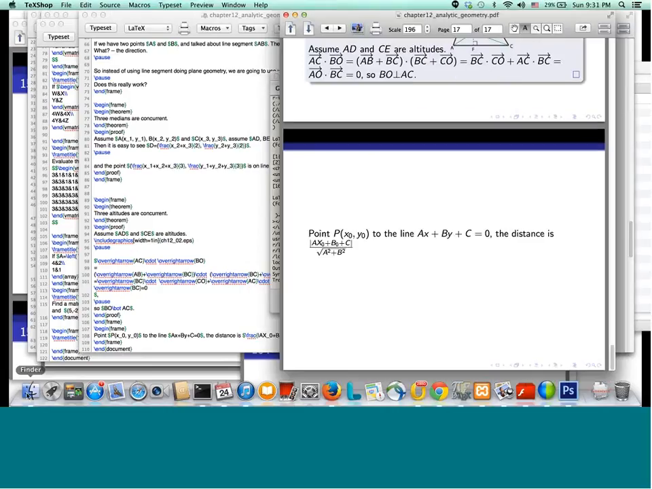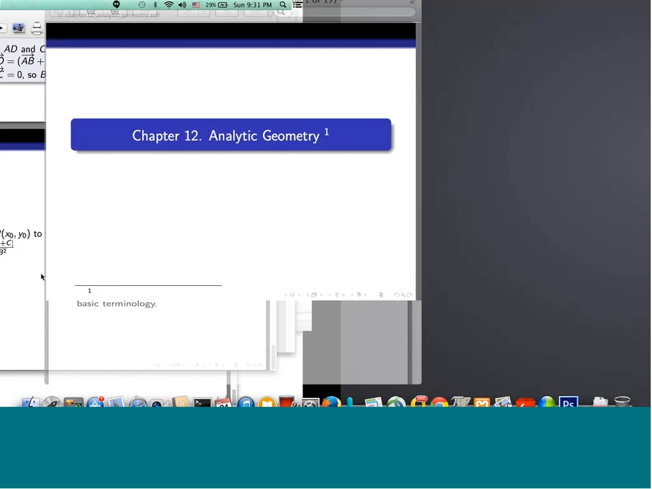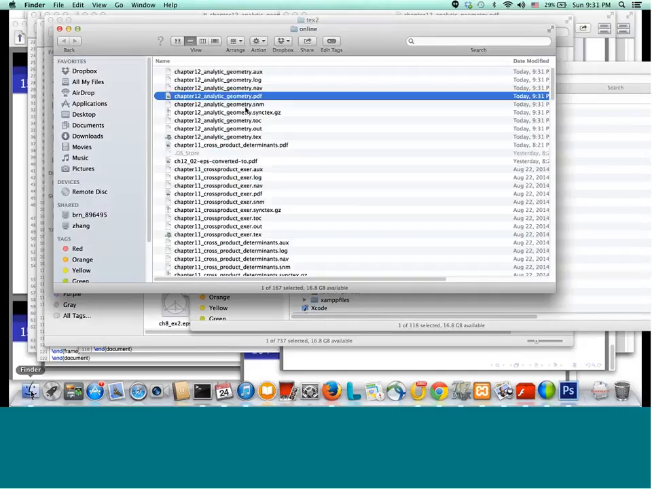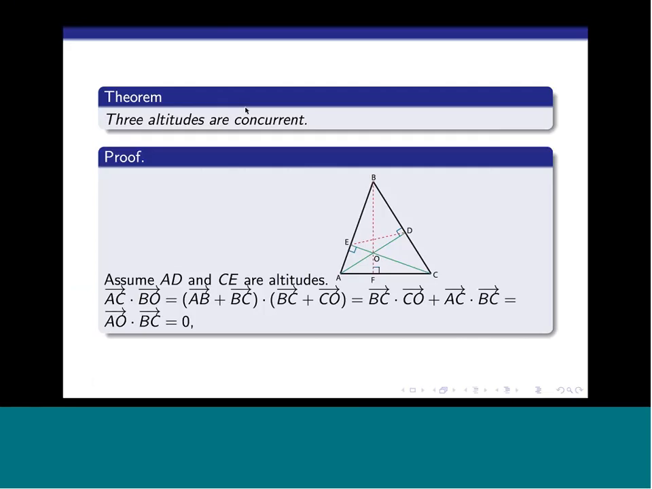Okay, assume AD and CE are altitudes. Then you want to calculate if AC is perpendicular to BO or not. Then AC and BO, you calculate the dot product because AC equals AB plus BC, then BO equals BC plus CO. We got it.